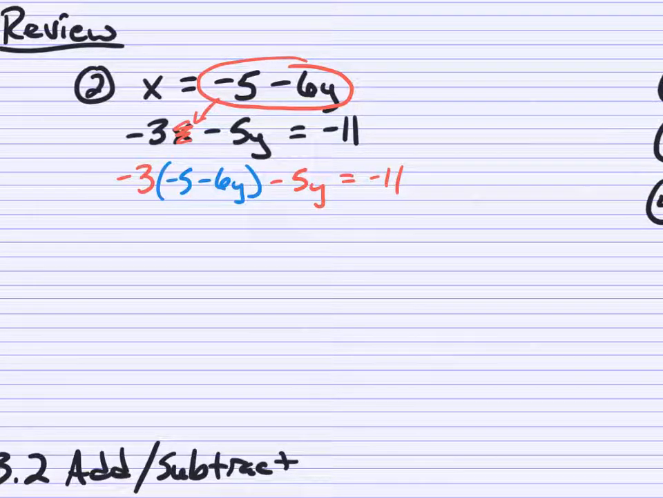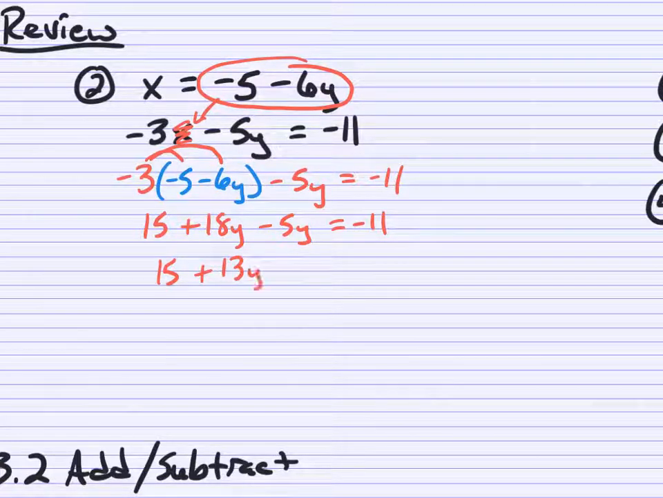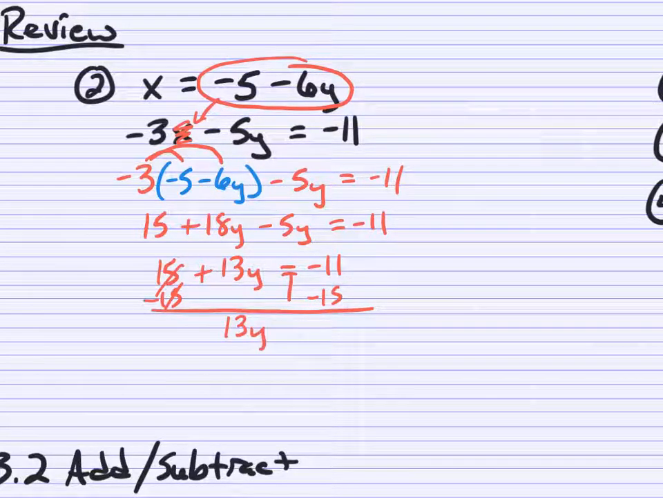Once we've substituted in, we can now solve it, and I see the distributive property with the negative 3. So 15 plus 18y minus 5y equals negative 11. From here, I always like to get like terms on the same side together. So 18y and negative 5y is 13y equals negative 11. And then I'm going to solve it. Subtract 15. And then divide by 13, and I get y to equal negative 2.